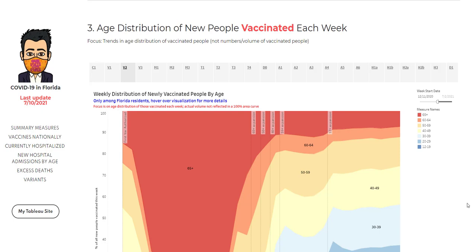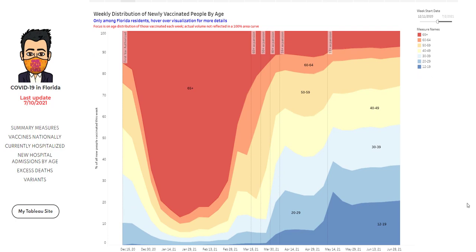Moving on to the third visualization, this is the age distribution of new vaccinated people each week. So basically, you're going to get two versions of the same information. This is kind of version number one. And so this is not necessarily meant to track the volume of vaccinations that we're giving. Rather, it's supposed to say, okay, of everybody who is vaccinated, whether that's a lot of people or just a few people, what is the age distribution of vaccinated people?